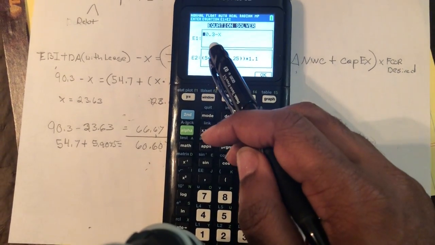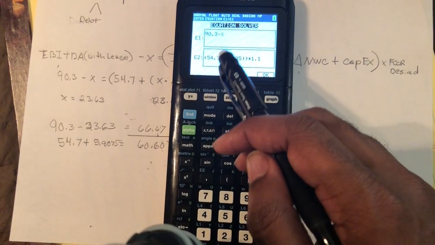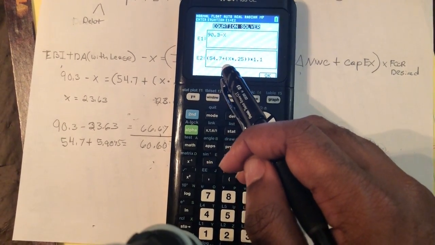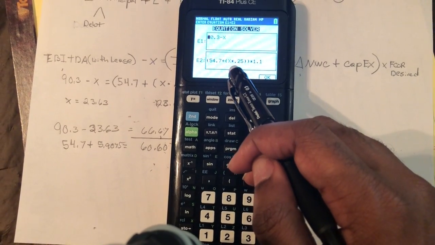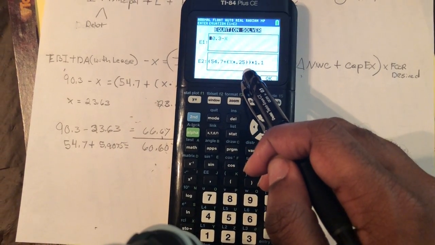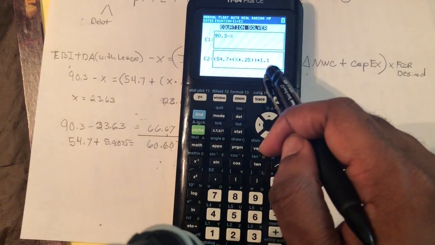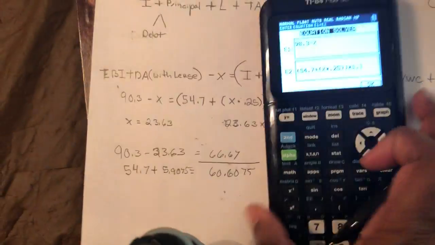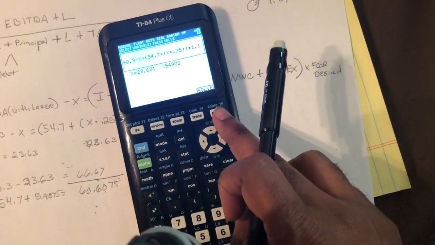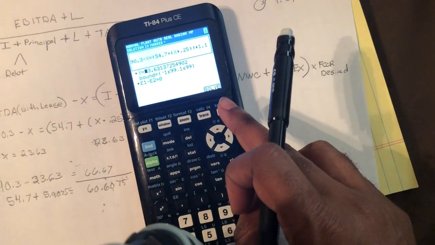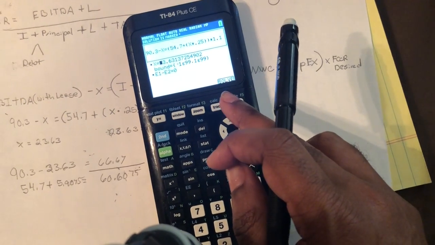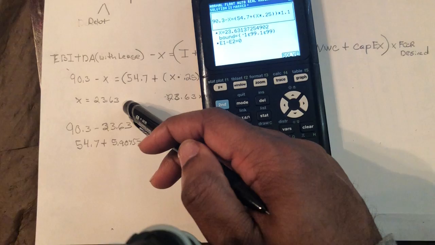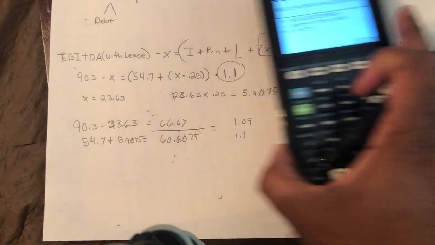So this is the same equation: 90.3 minus X, and then the second half, after the equal sign, is the 54 blah blah blah plus X times 25%. I'm putting all that together and then multiplying by 1.1, which you see has the same exact equation here, right? Then I hit OK, then I hit solve, which I've already done, right? So that gives me the 23.63, which is the same thing over here, 23.63.